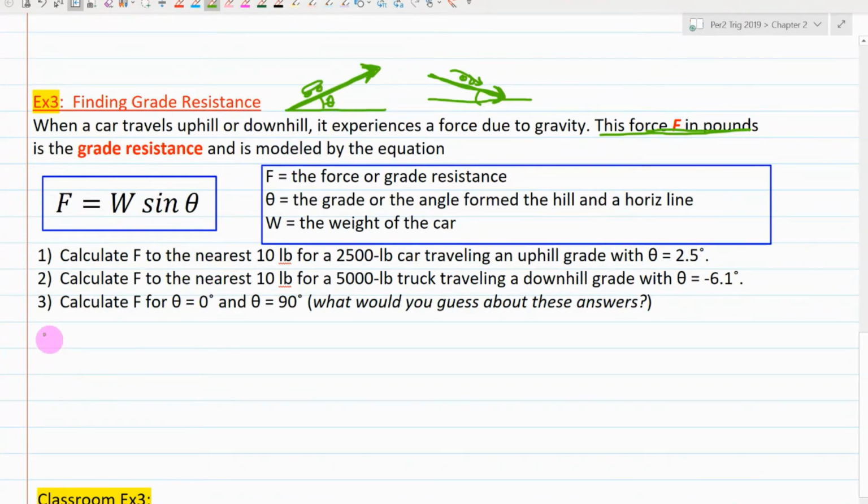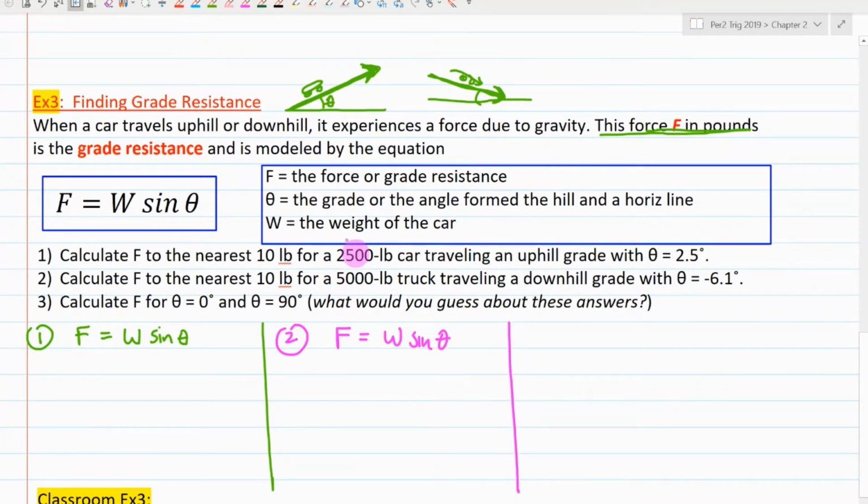All right, so we're going to have 3 problems. Force is equal to the weight times sine theta. There are 3 terms, and sometimes it looks like 4 here. For number 2, same thing. Force is equal to weight times sine theta. And for number 3, force is equal to weight times sine theta.